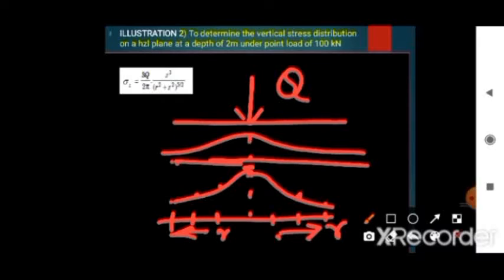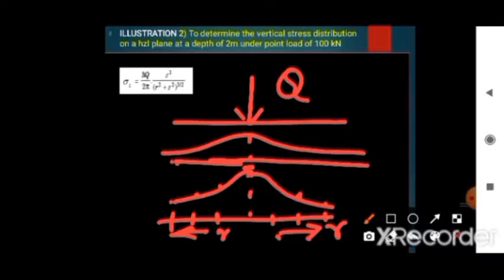Okay, so that is nothing but the vertical stress magnitude will be maximum along the line of action, that is, beneath the applied point load. The magnitude of the vertical stress diminishes as we go away from this line of action. So with the increasing value of r, the magnitude of sigma z will be reducing. Okay, so this we have to understand.